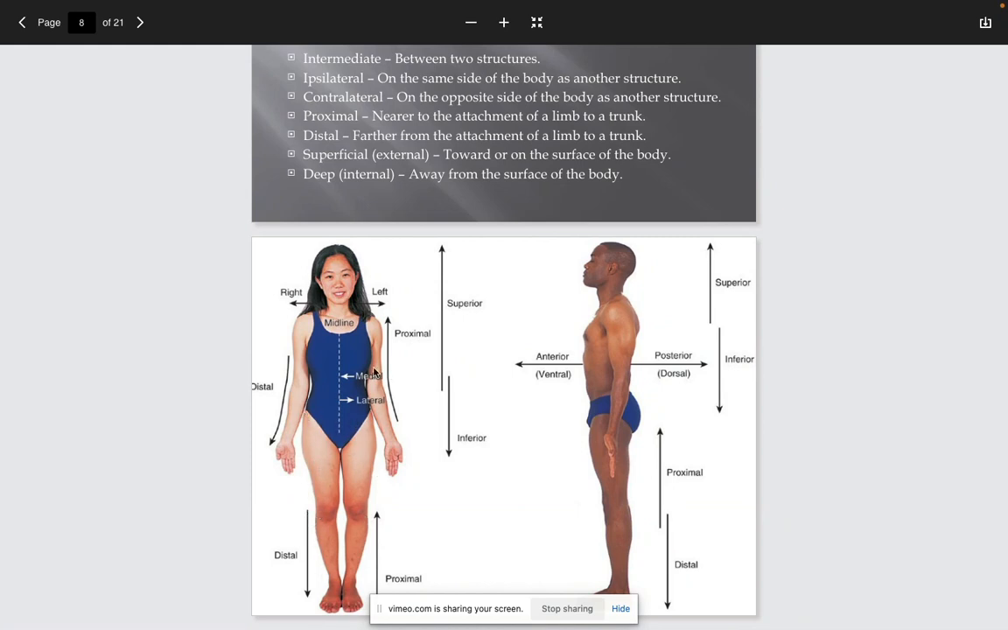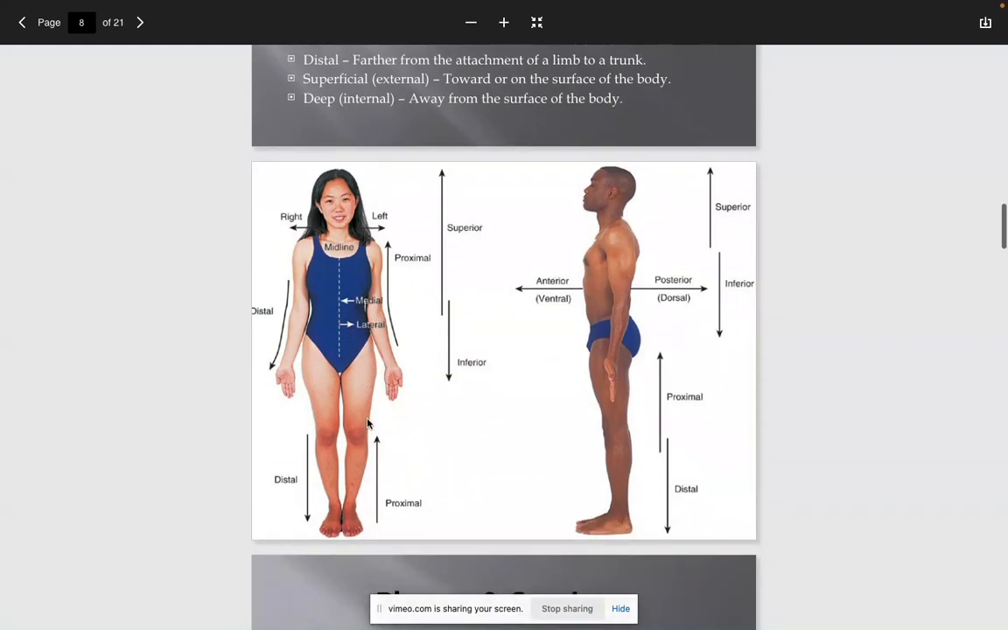Superficial means near the surface. So if the surgeon told you to make a superficial incision, that would mean near the surface. If he asked you to make a deep incision, this would be deep to the surface of the area, or away from the surface of the body.